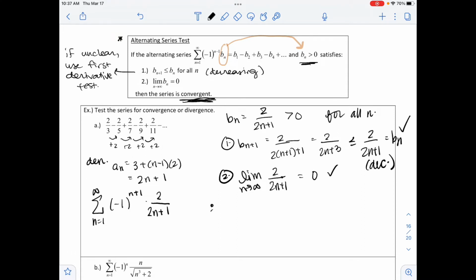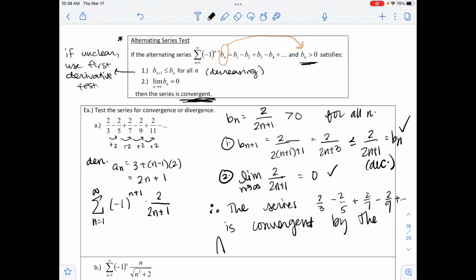And so therefore, since those two conditions are satisfied and that b sub n is greater than 0, we can say that therefore the series, which is 2/3 minus 2/5 plus 2/7 minus 2/9, and I'll just say plus, plus, plus, on and on, is convergent by the alternating series test.